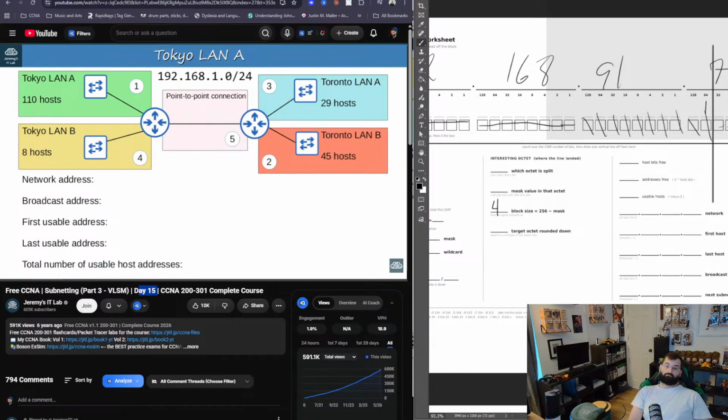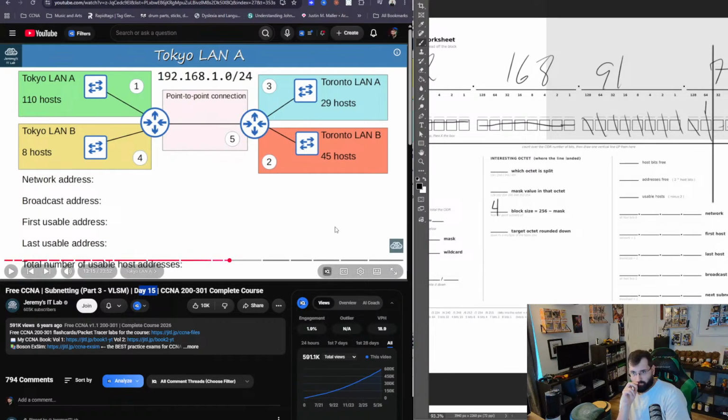So let's do Tokyo LAN A. I want you to pause the video and figure out these 5 values by yourself. Network address, broadcast address, first usable, last usable address, and total number of usable host addresses. We've done lots of practice for this, so I know you can do it by yourself. Pause the video now to find the answers.